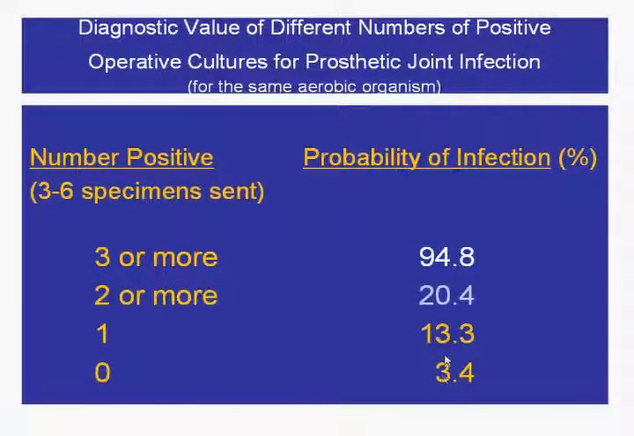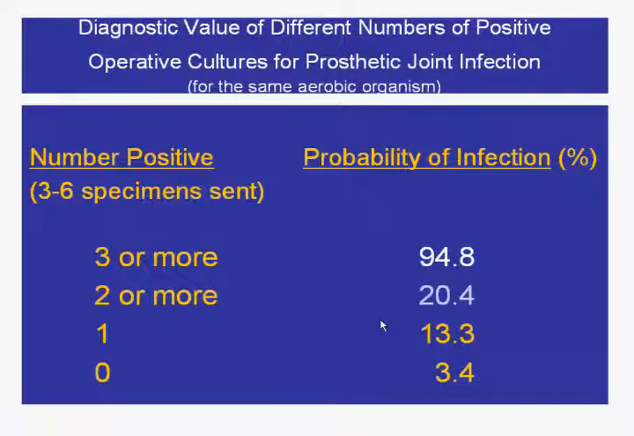If 1 is positive, it's only a 13.3%, which I think is compatible with our own thinking about it. If 2 or more are present, that's a 20% chance of there being infection. If 3, it's 95%. So I think we're all very comfortable that if there are 3 positive cultures, then that's a very high degree of probability there's infection there.